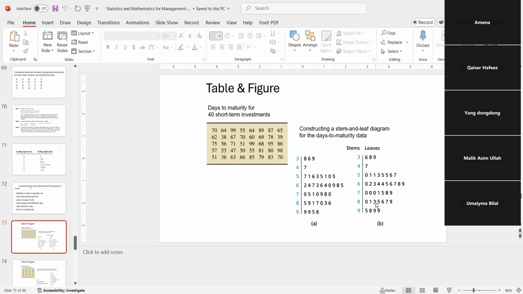Ma'am, ठीक, yes. Ma'am, why did we make two charts for stem and leaf in this particular slide?